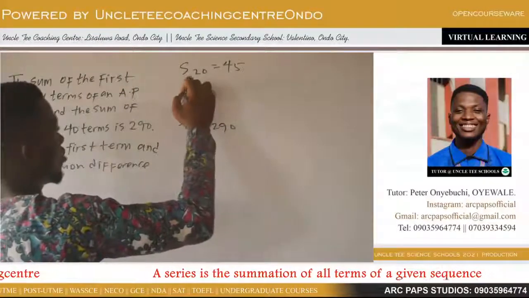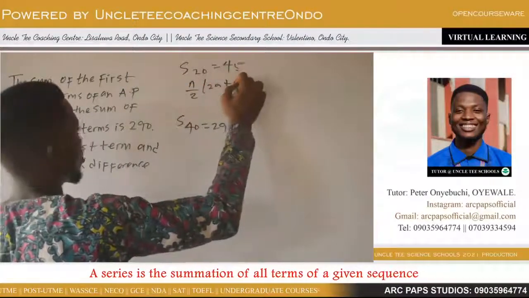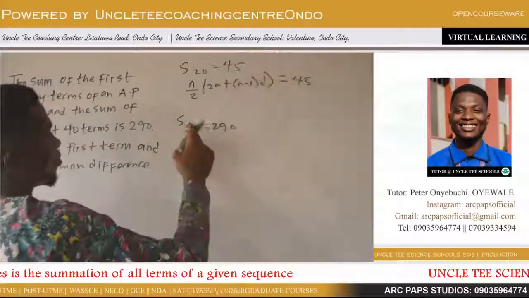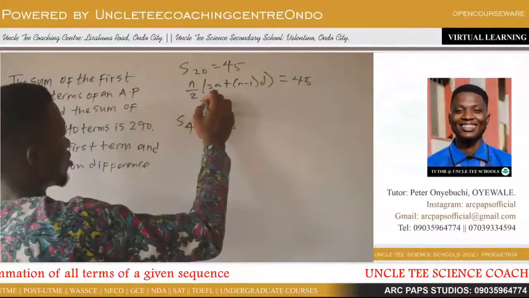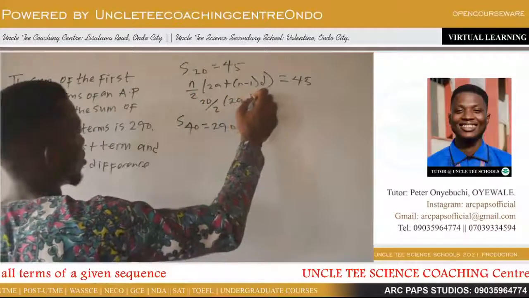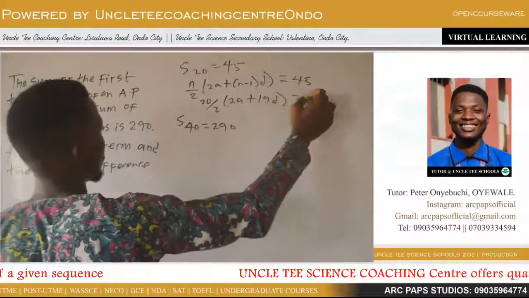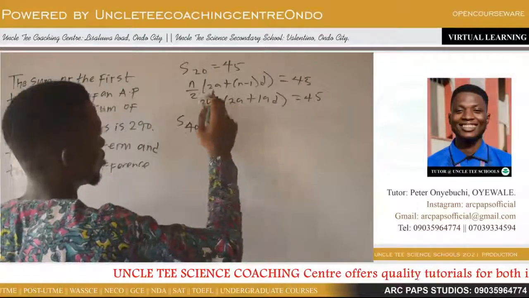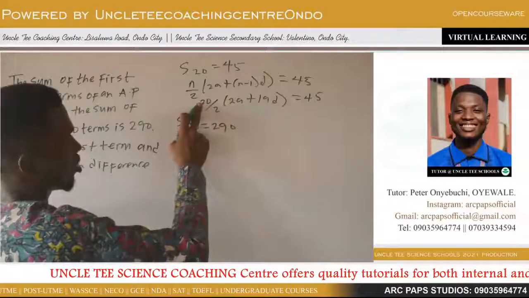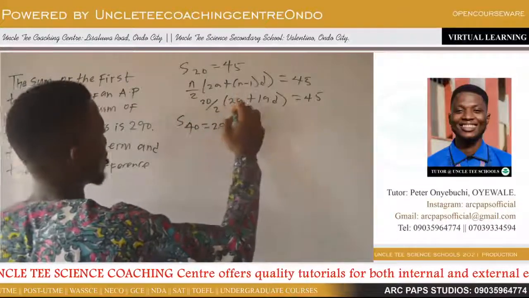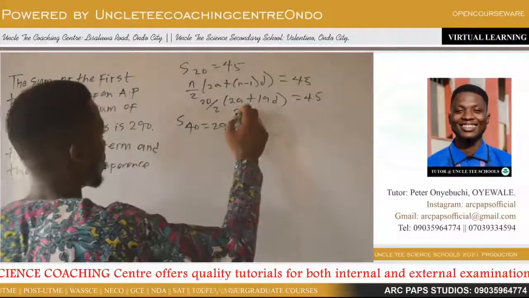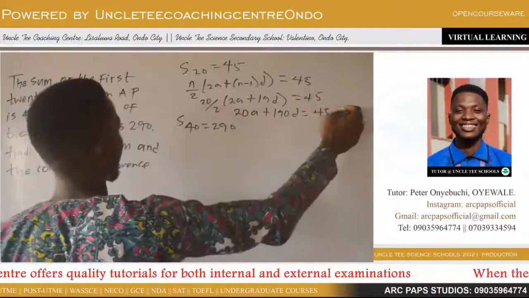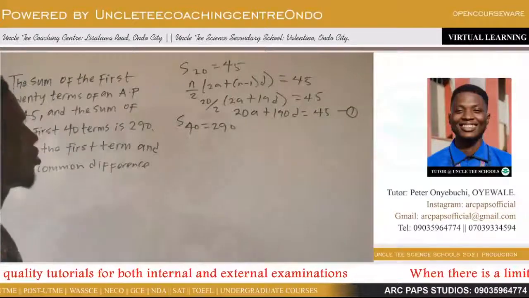We know that Sn is n over 2 into (2a plus (n minus 1)d), so that is equal to 45. Our n is 20, so that will be 20 over 2 into (2a plus 19d) is equal to 45. 20 divided by 2 is 10. 10 times 2a is 20a, plus 190d is equal to 45, equation 1.